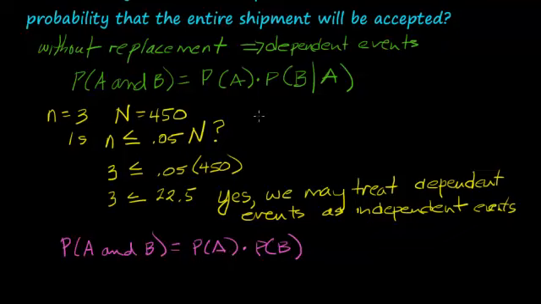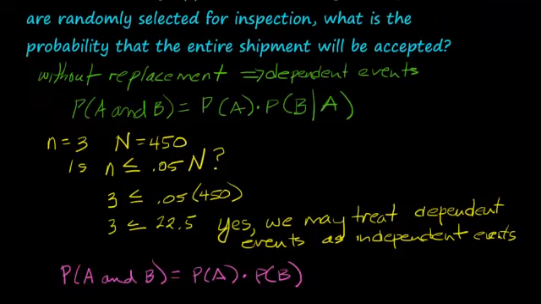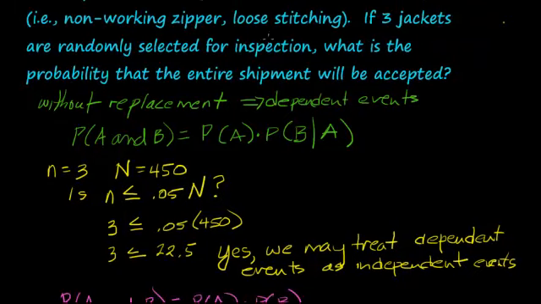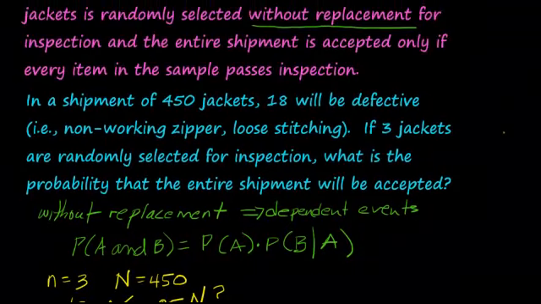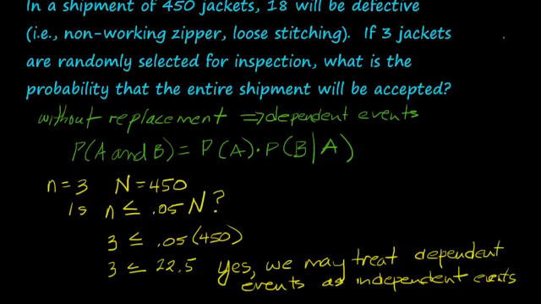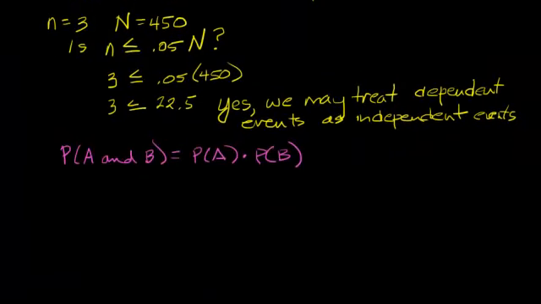Alright, so we want to know what's the probability if we select 3 jackets and inspect them. What is the probability that the entire shipment will be accepted? Well, the problem statement said the requirement for acceptance is only if every item in the sample passes inspection. So in other words, all 3 jackets must pass inspection, must have no defects. That's our case for acceptance. So we need to know, well, what's the probability of a defect?